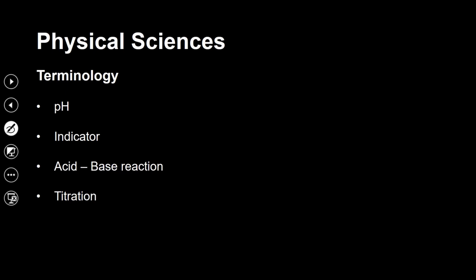Maybe you also need to familiarize yourself with pH, which has to do with the pH scale. You would have been exposed to this previously. We also talk about chemical indicators, which have to do with color change when an acid-base reaction takes place in the context of a titration. So it's all about acid and base reactions, and then titration as a technique.